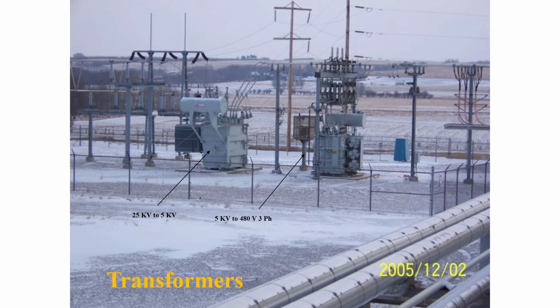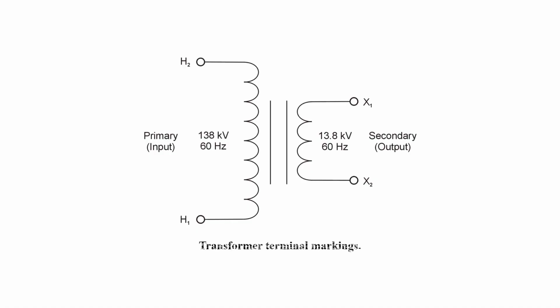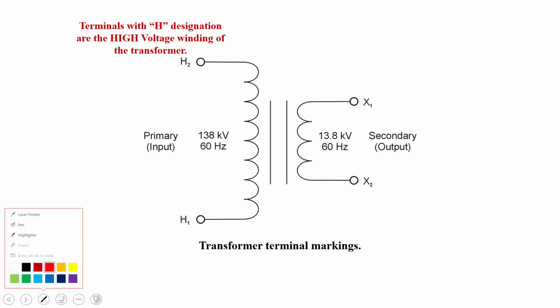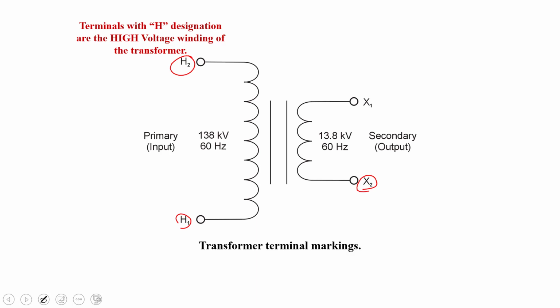Okay, we are going to talk a little bit about some of the transformer concepts that you have probably read through in your ILM. One of the first things is the transformer terminal markings. We're going to get into further detail about this, but for now, when you see the H's right here, that always refers to the high voltage side of the winding, and whenever you see the X's, that refers to the low voltage side of the winding.